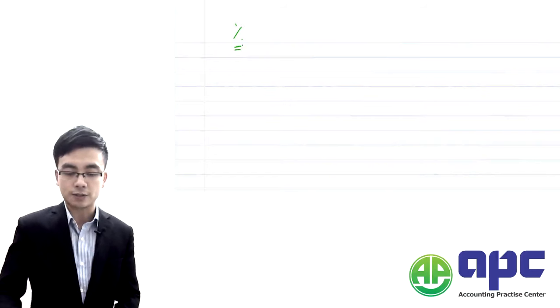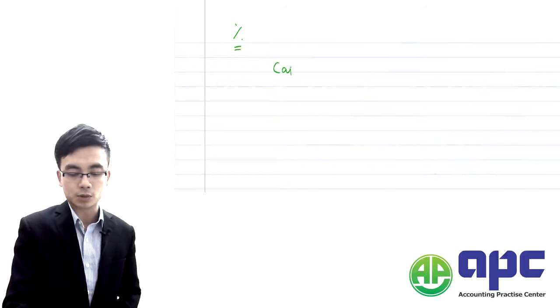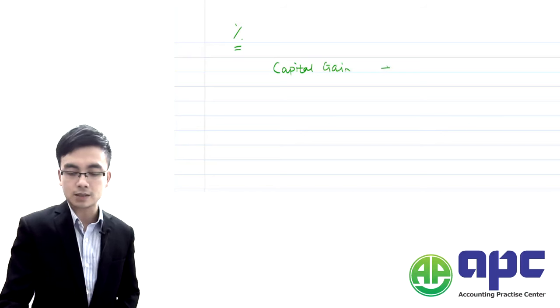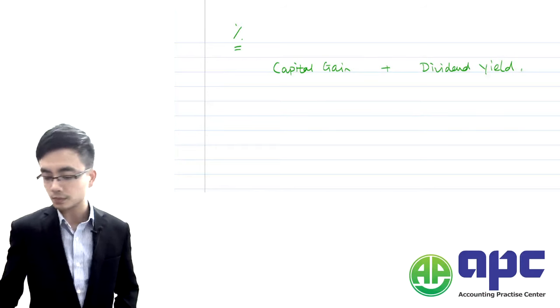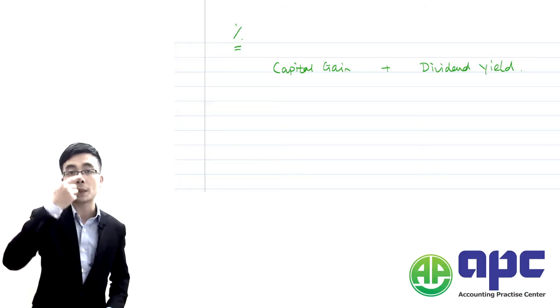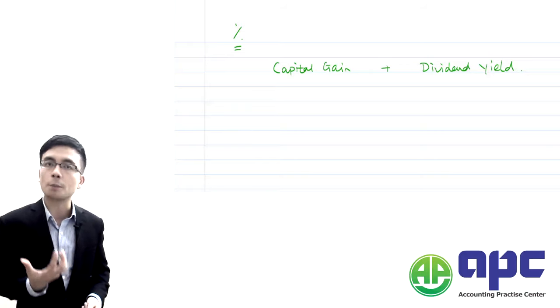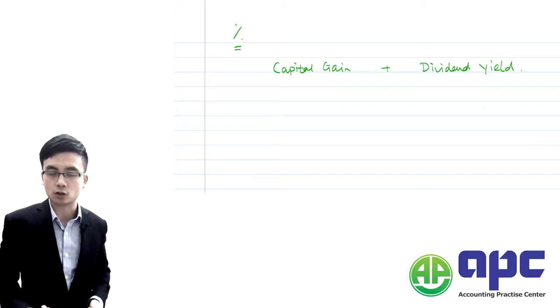We're going to calculate, first of all, the capital gain, and secondly, the dividend yield. So first of all, what do I mean by capital gain? Capital means wealth, means cash.